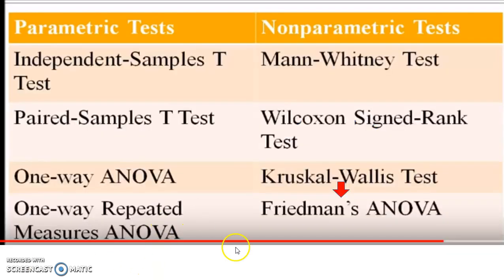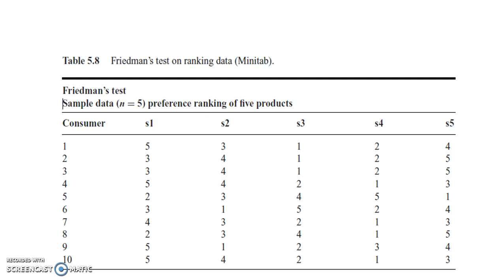Again, the Friedman's ANOVA test, as a non-parametric test, is equivalent to the one-way repeated measures ANOVA or block design in the parametric tests.